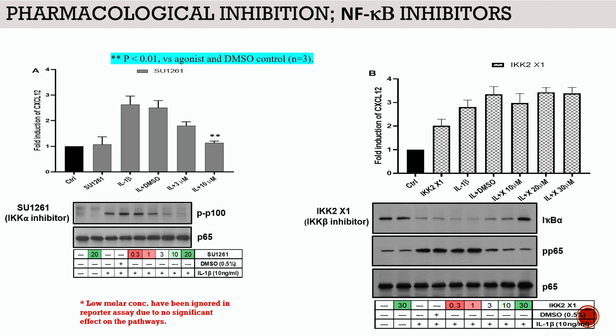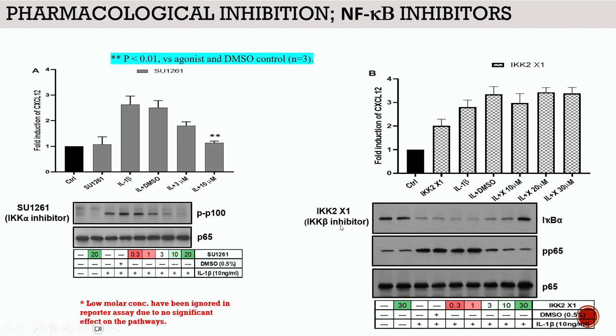Also, I tested 2 selective inhibitors for the NF-kappa-B pathways. These are SU1261, a novel and selective IKK alpha inhibitor, as you can see on the left-hand side, and on the right-hand side the IKK beta inhibitor, IKK2 inhibitor. In the reporter assay, SU1261 significantly inhibits the CXCL12 activity, while the IKK beta inhibitor doesn't affect the activity.